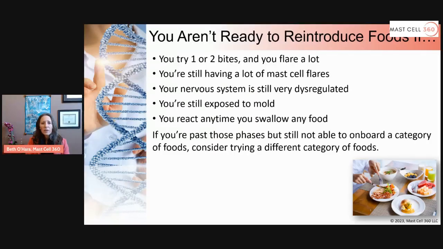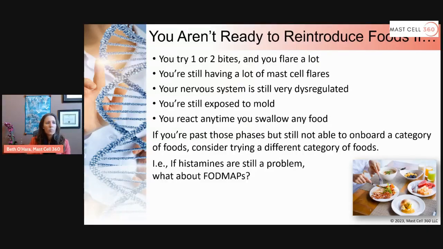And if you're past those foods, but you're still not able to onboard a specific category, let's say you've passed all of these phases. So you're not flaring all the time, nervous system's better, you're out of mold, you're not reacting whenever you eat. But you keep trying foods and you're stuck, it's not working. Well, you may not be ready, for example, to reintroduce histamines. So if histamines are still a problem, could you reintroduce some FODMAPs or could you reintroduce some salicylates? So that's one of the ways you can start to find your way through this.